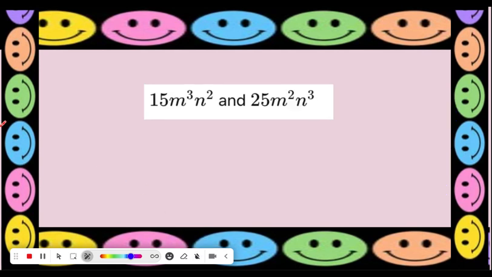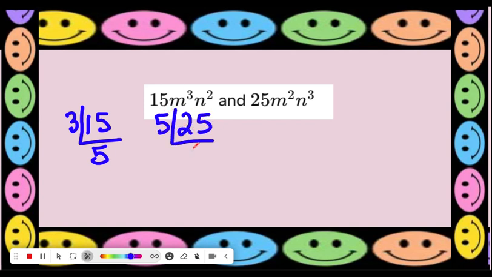Let's try another one. 15m cubed n squared and 25m squared n cubed. Let's break down 15. It can't be divided by 2, so I need to go to 3. 15 divided by 3 is 5. Done, because 5 is prime. Let's break down 25 into its prime numbers. 5 times 5 is 25. Now we match the 5. 5 is the only number that matches.